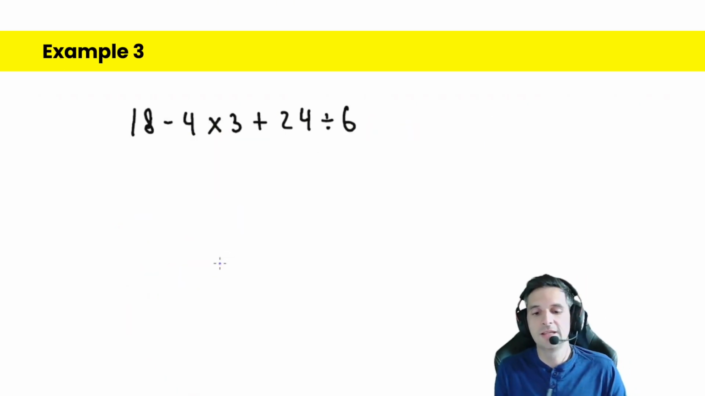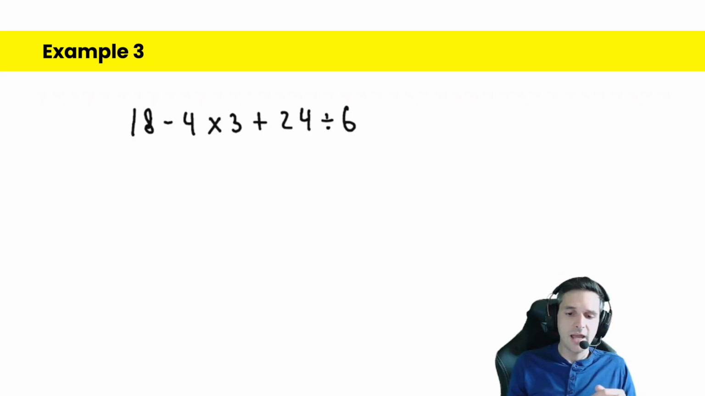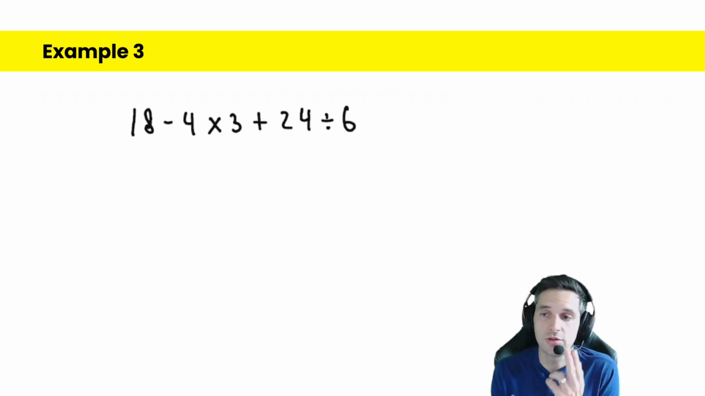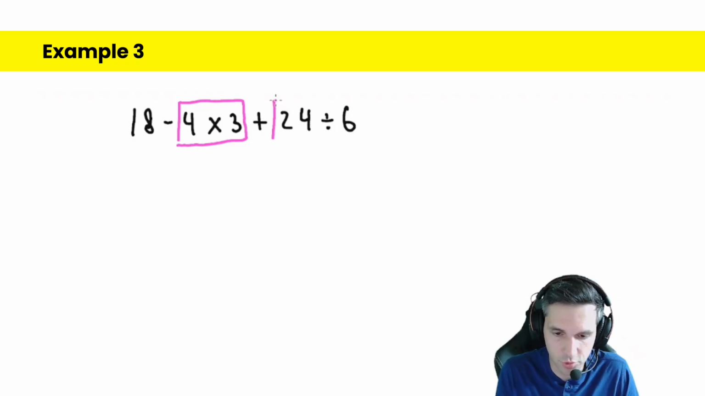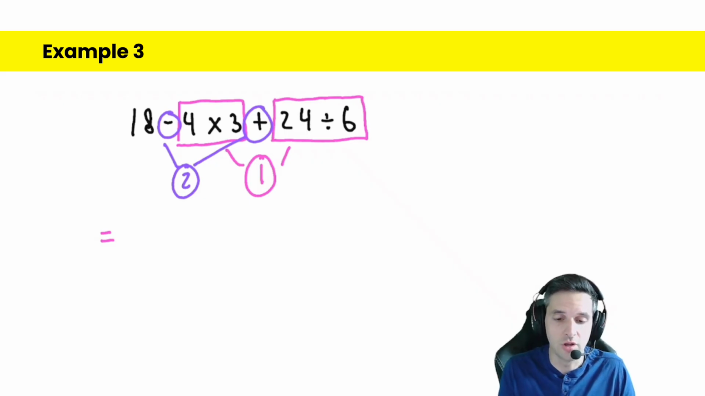Last example, and this is the one that is the trickiest. Here we have 18 minus 4 times 3 plus 24 divided by 6. We know that addition and subtraction are grouped together, so they don't have priority over each other, and multiplication and division are grouped together as well. So what we need to do first is this portion here, the 4 times 3, and this portion here, which is the 24 divided by 6. So this is going to be number 1, and then number 2 is going to be this addition and subtraction. So let's have a look at our multiplication and division first.